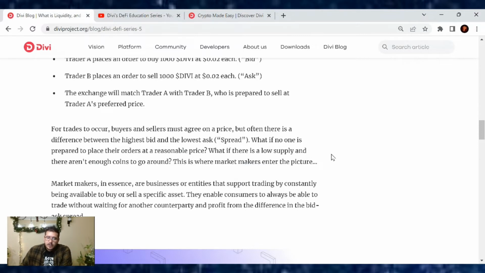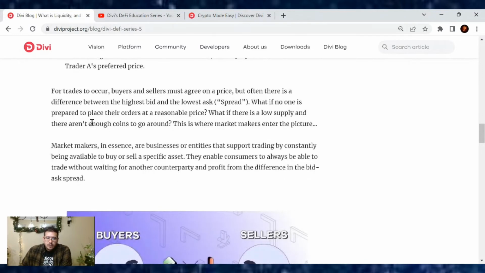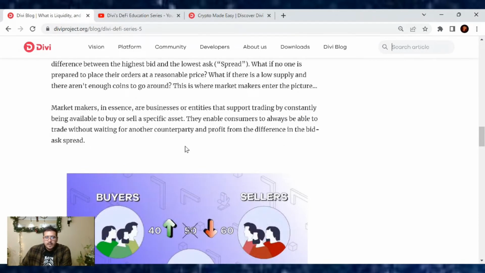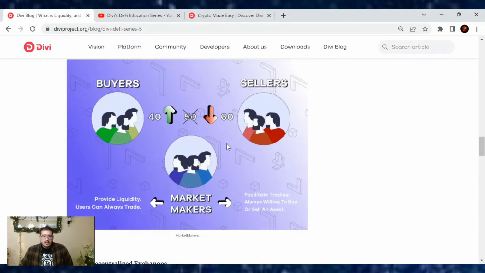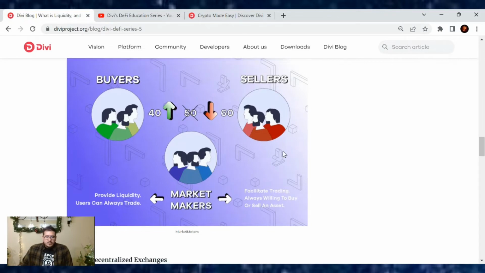Now, what if no one is prepared to place their orders at a reasonable price? What if there is a low supply and there aren't enough coins to go around? Well, this is where market makers enter the picture. Market makers, in essence, are businesses or entities that support trading by consistently being available to buy or sell at a specific price. They enable consumers to always be able to trade without waiting for another counterparty and profit from the difference in the bid to ask spread. Here's an image of the buyers and sellers, the middleman's gone, but the market makers provide liquidity that users can always trust, and they also facilitate trading, always willing to buy or sell an asset to the sellers.